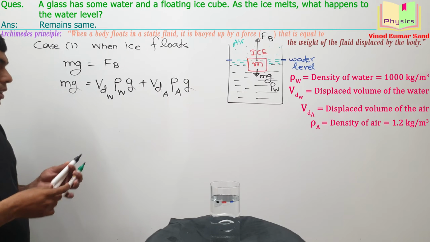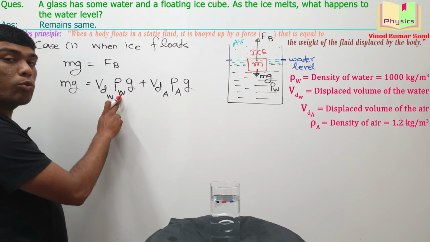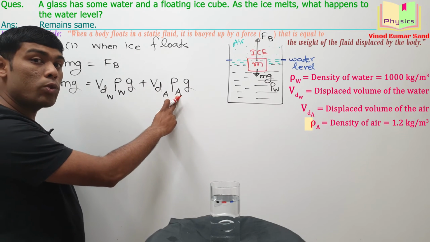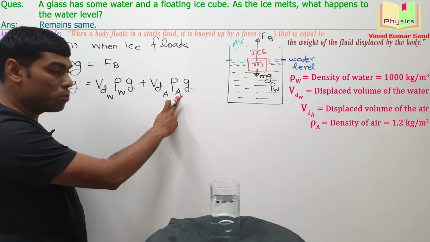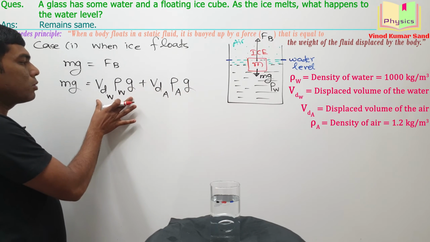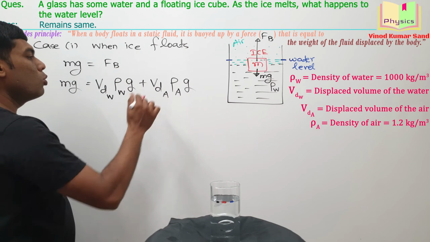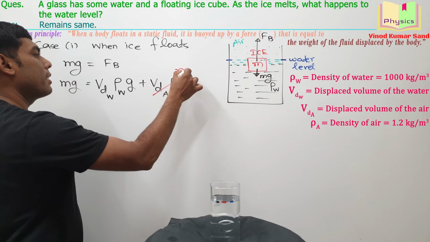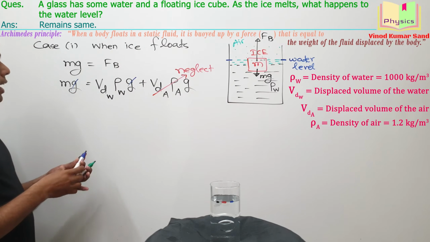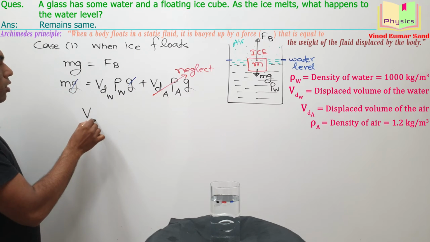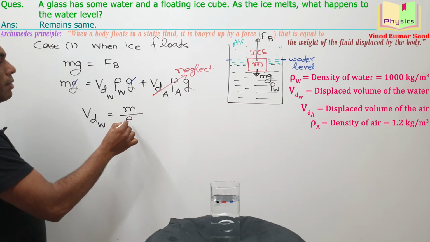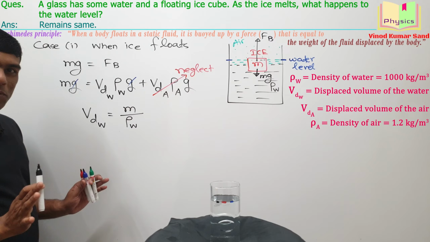If we check the numbers here, the density of water is 1000 kg per meter cube, while the density of air is 1.2 kg per meter cube. It means this number is pretty small as compared to the number here, so we are going to neglect it. Now the g is getting cancelled out. So we have the volume displaced of the water is equal to the mass of the ice divided by the density of the water.